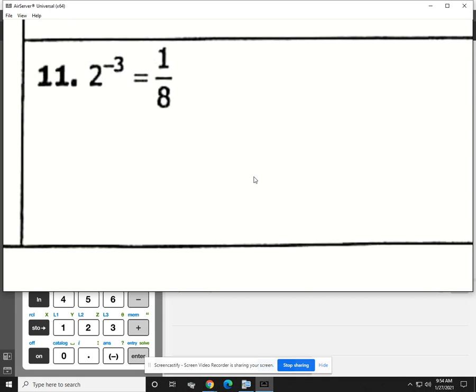Last one before I do number 9. Log base 2 of 1/8 equals -3. And that's how you do it every time. Okay, last one.